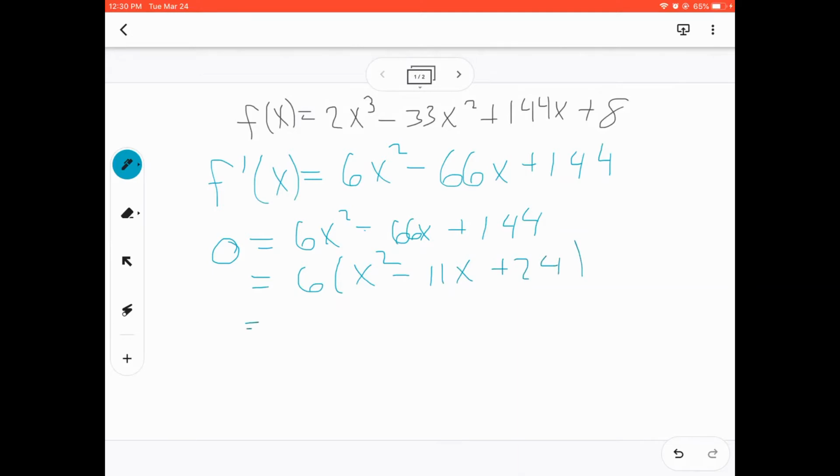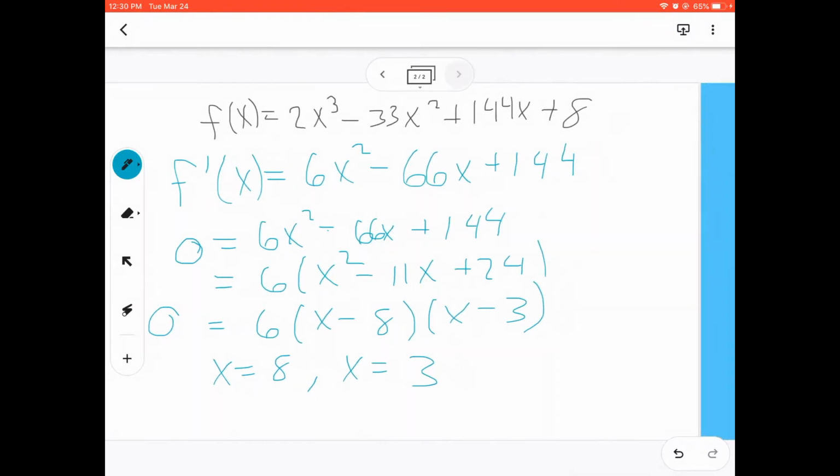And we can further factor that as x minus 8, x minus 3. Alright, so we can clearly see that this is equal to 0 when x equals 8 and x equals 3. So these are our critical points. Now we just have to determine whether it's a minimum or a maximum or even a saddle point.